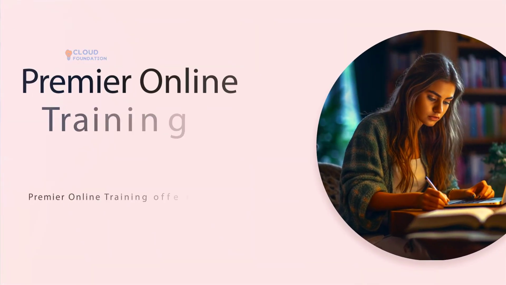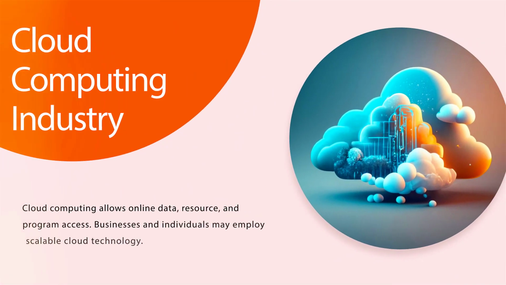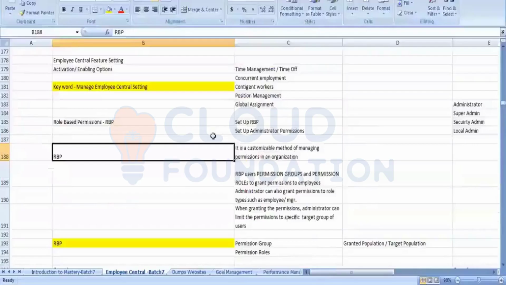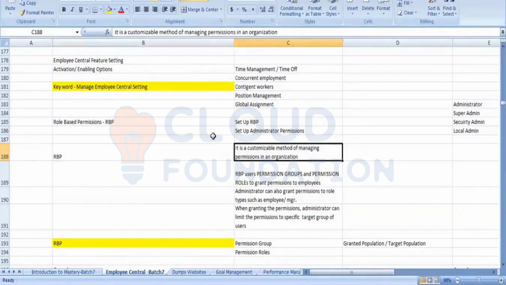CloudFoundation is the premier online training platform to help individuals and organizations gain knowledge and skills in the ever-growing cloud computing industry. We have a tool here that is RBP, role-based permission. Role-based permission is a customizable method of managing the permissions in the organization. Customizable means now I have created some permissions for my customer in the system.